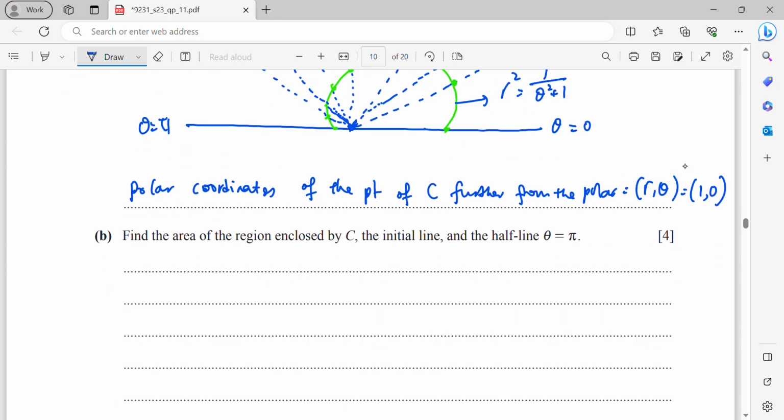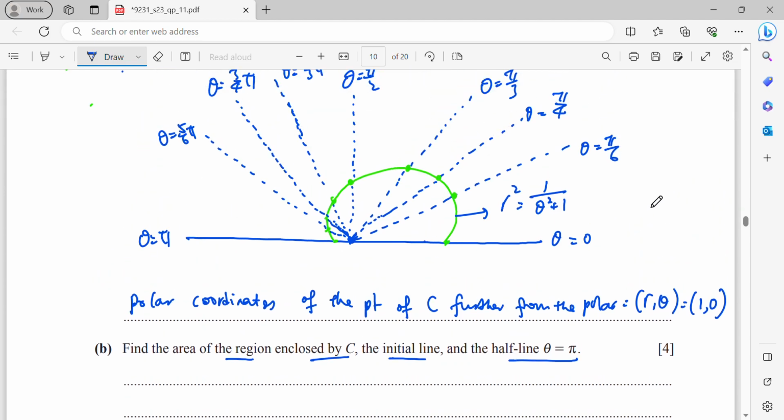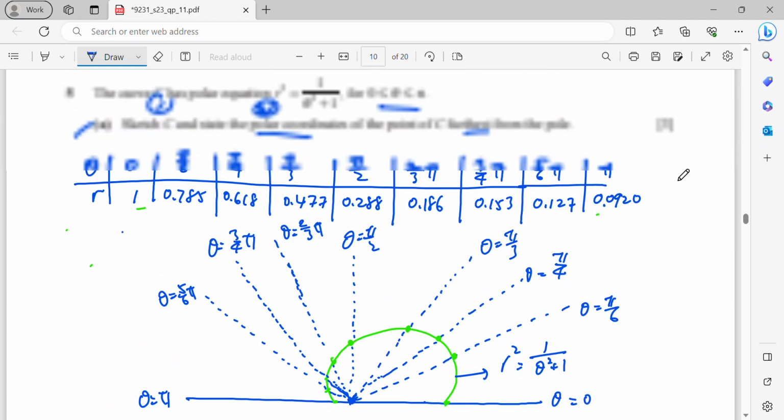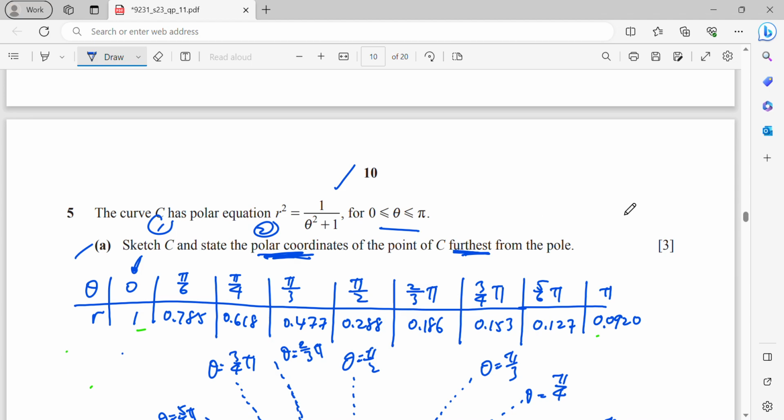Now B, find the area of the region enclosed by C, the initial line and the half line, theta equals to pi. So now, the area of the region is basically half r squared d theta. The theta from 0 because it's initial line until pi. So then here half integrate 0 to pi. The r squared is given 1 over theta squared plus 1.